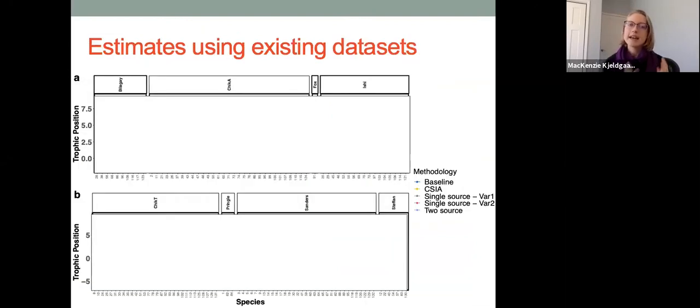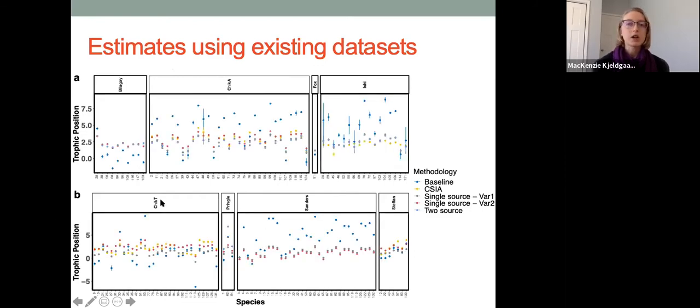So when we look at estimates using existing data sets, we see a similar trend. Here, once again, I have species on the x-axis, this time using numbers to designate those different species. I have aquatic data sets on top and terrestrial data sets on bottom. Again, a lot going on here in this plot, but it's essentially just to show that we really see the same thing, where there are significant differences in trophic position estimates depending on the methodology.